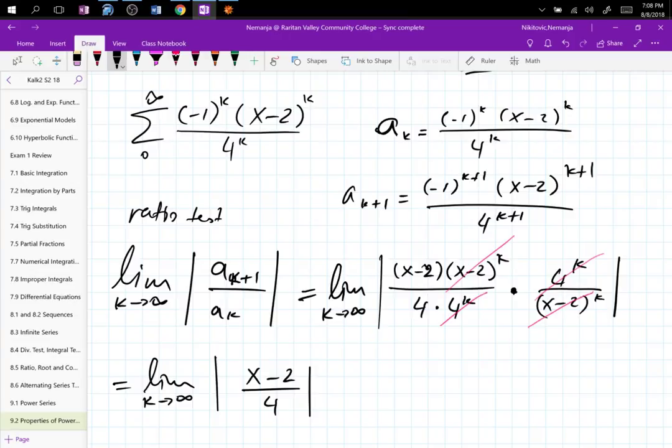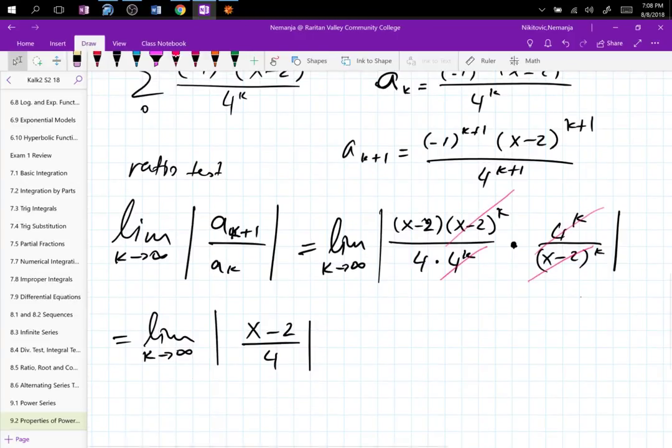You see any k's? So just drop the limit. Limit has nothing to do there. This is a limit of a constant. The answer is a constant. So we just have x minus 2 over 4 in absolute values. Now, guys, this is where your absolute values matter and why I told you don't play with fire, not to write them.